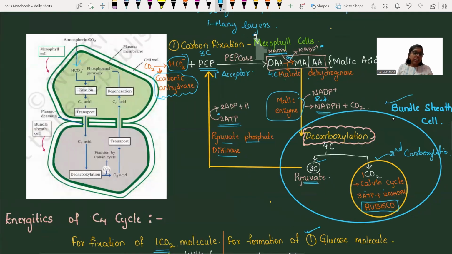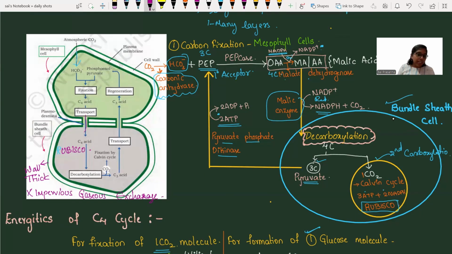And the C4 cycle escapes the process of photorespiration as rubisco is present inside the bundle sheath cells. Rubisco is present inside these bundle sheath cells. Bundle sheath cell walls are thick. They are thick and impervious to gaseous exchange, meaning no gaseous exchange takes place.